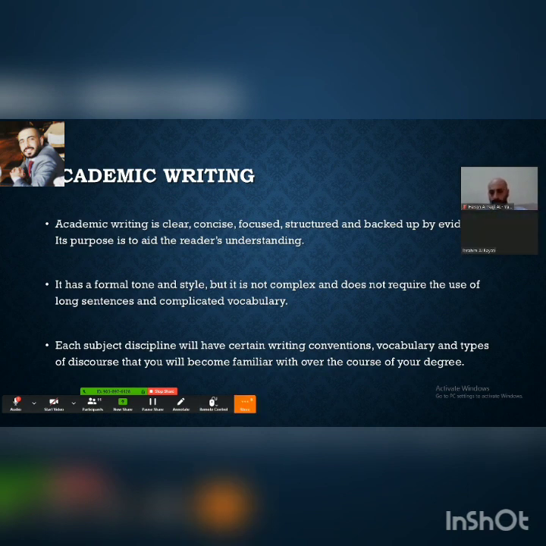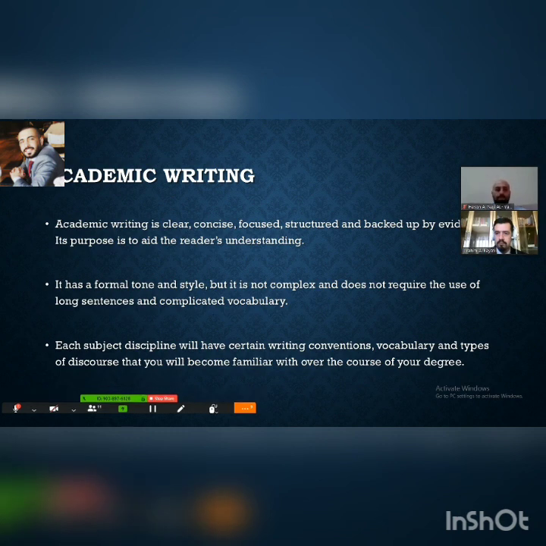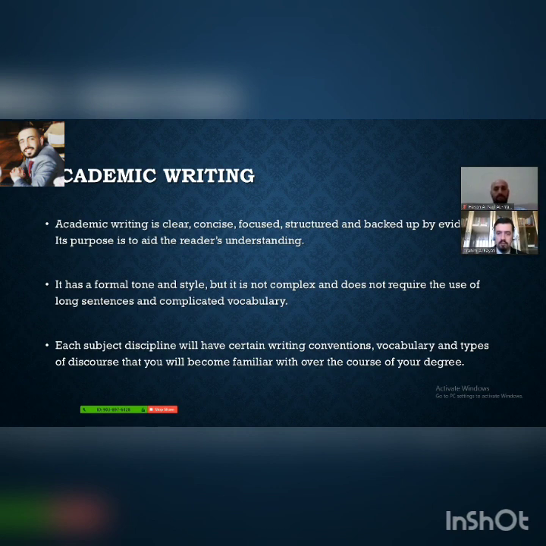It's not just a matter of grammar or words and lexical things, but it also needs planning, preparing and good organizing, I mean of the overall shape. It has a formal tone and style, but that doesn't mean it needs to be complex. It depends on the situation and context.